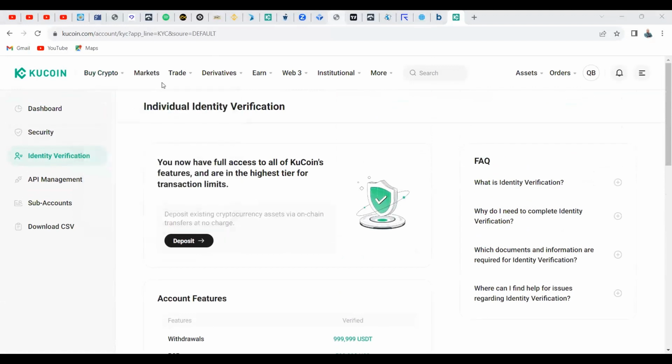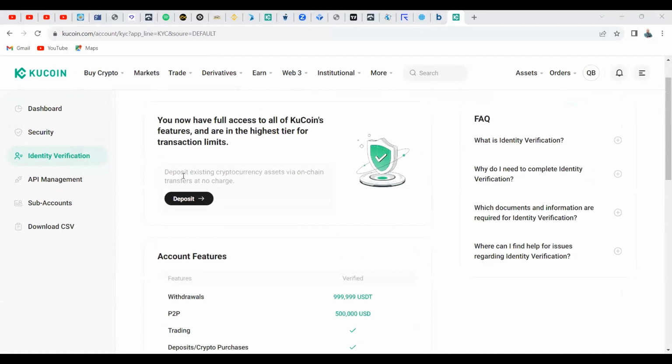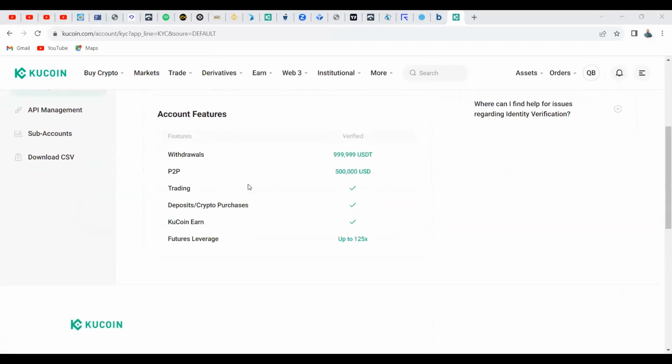Now there are certain things that I want us to look at. After you've done your FICA verification, you'll be eligible to not only deposit but to withdraw funds from Kucoin without any restriction. If you do have questions, you can always tap onto this frequently asked questions tab and maybe get your answers over there.